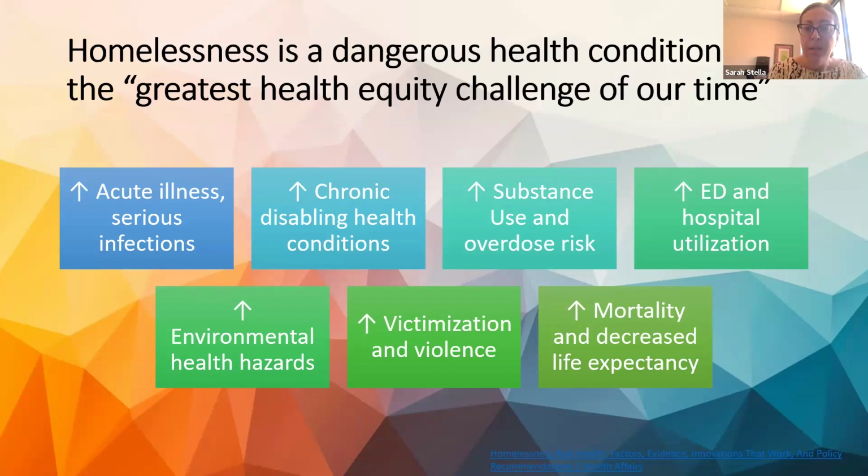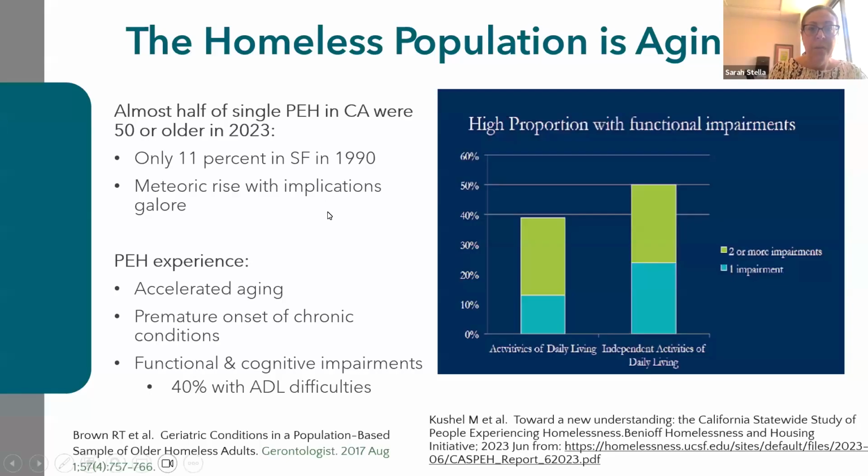We know that homelessness is an independent risk factor for death, and some studies have found that it results in decreased life expectancy by as much as 30 years. We also know that the homeless population is aging. So almost half of single people experiencing homelessness in that California study were 50 years or older in 2023. And this is compared with only 11% in San Francisco in the 1990s. So with this increase in aging comes increased frailty and complications. And this is something that we must think about in our response.